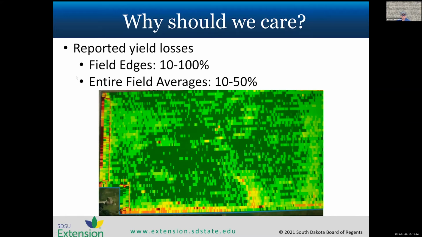In some fields where we've taken yield, we've seen field edges that are reduced by 10 to 100%, depending on the level of infestation and how far into the field they've made it. On an average field where we see a heavy infestation, we can see anywhere from 20 to upwards of 100 feet of severe infestation with dying or dead plants. When we've looked at entire field averages, we've seen losses that range from 10 to 50%.